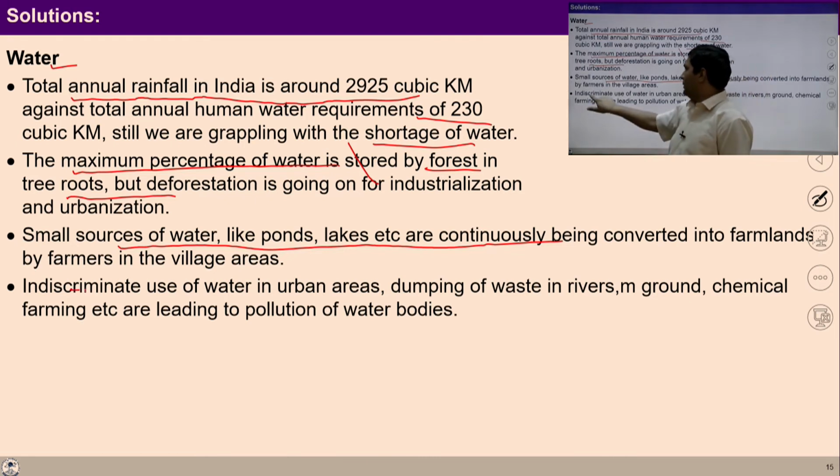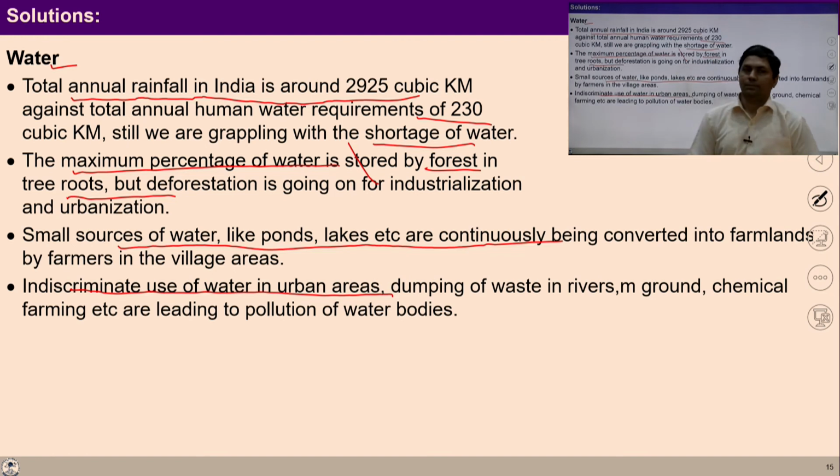Another is the indiscriminate use of water in urban areas. If we see the lifestyle of the cities, the lifestyle of urban areas, indiscriminate use of water happens. If people are not using water with the feeling of relationship, then definitely the scarcity of water is going to happen.